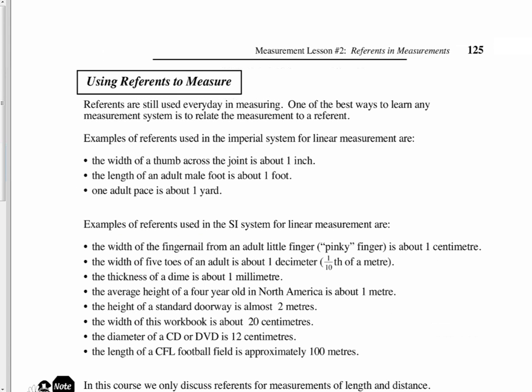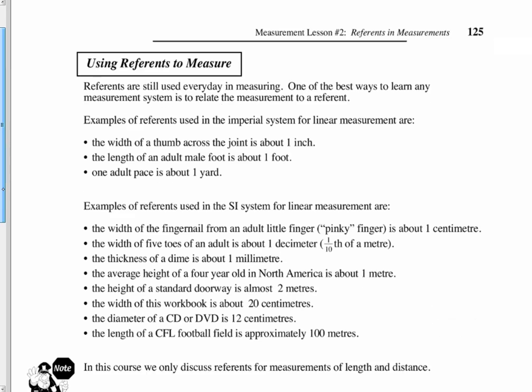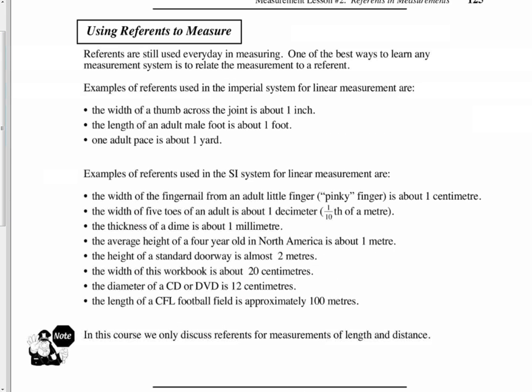Moving on. What references do you need to know? So much writing, so I'm just going to highlight what you need to know. The width of your thumb across the joint: if I draw a thumb here, not a very good thumb drawer, as you can see. This is the knuckle here. Maybe it should be a little fatter. Something like that. That is approximately 1 inch.